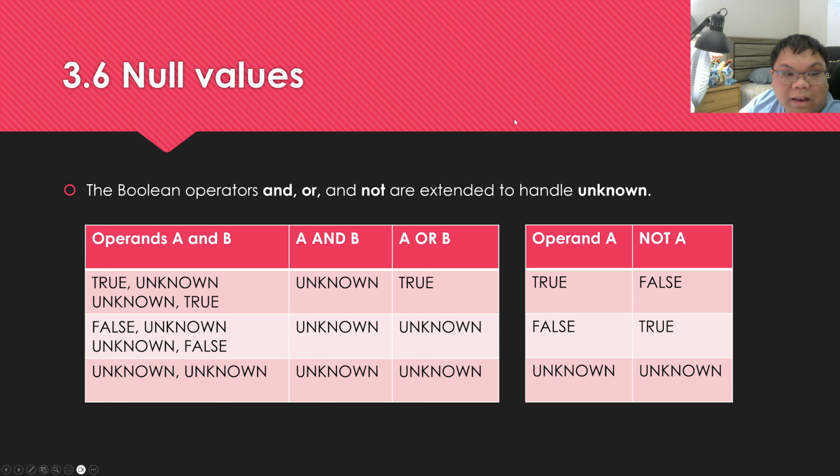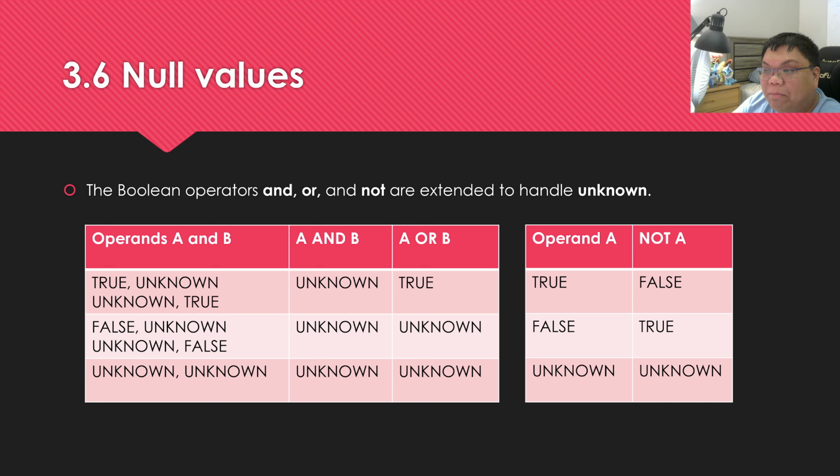So we have to extend our Boolean operations of and, or, and not to handle the value unknown. If your operands are true and unknown, A and B is unknown, and A or B is true. If your operands are false and unknown, A and B is unknown, and A or B is also unknown. And if you have operands unknown and unknown, A and B is unknown, and A or B is also unknown.